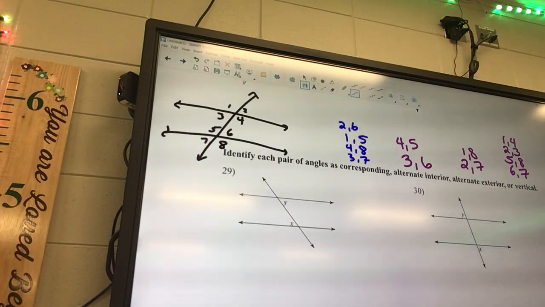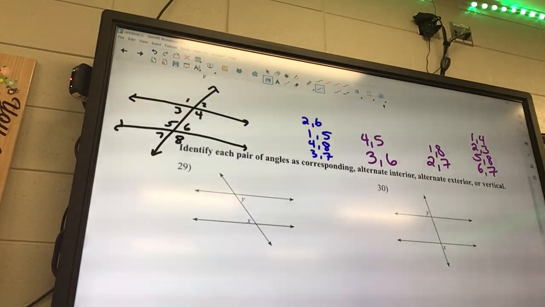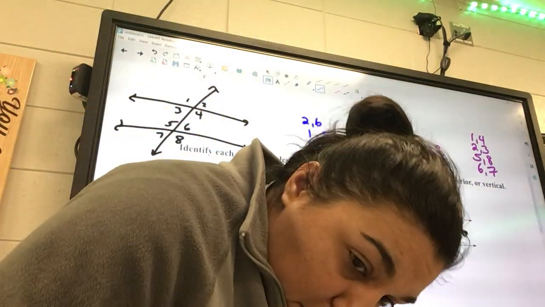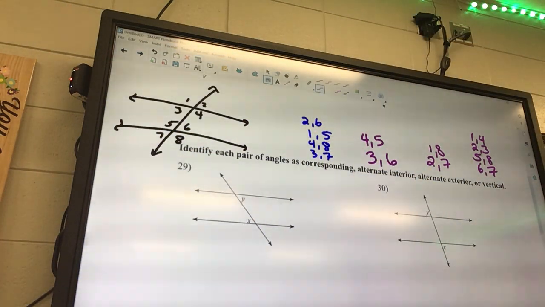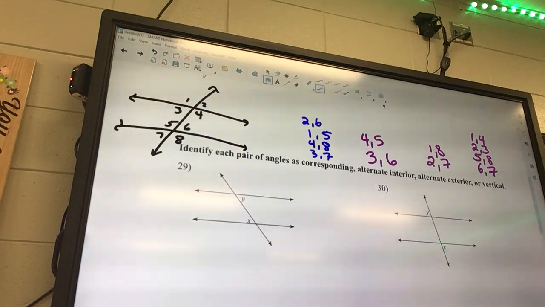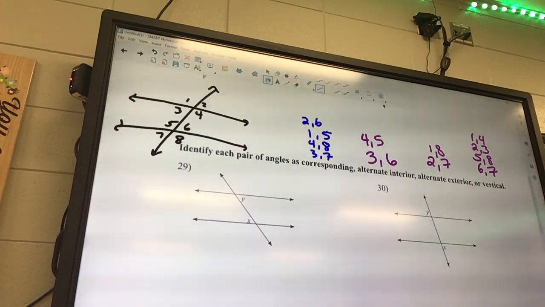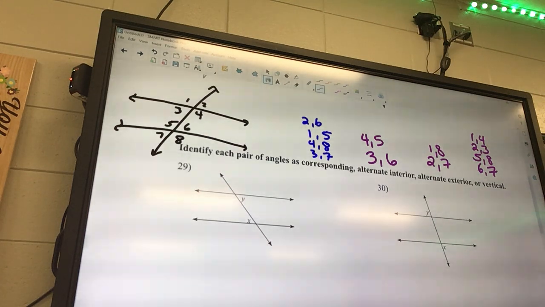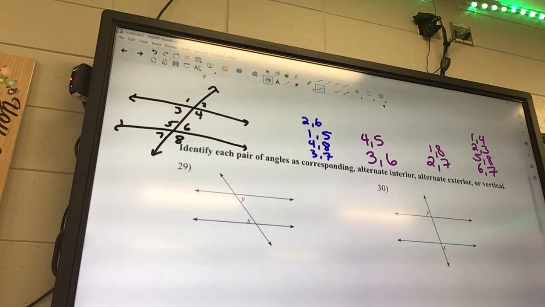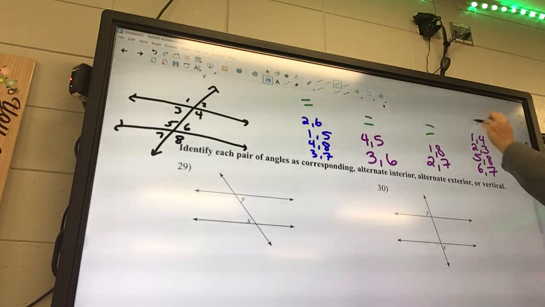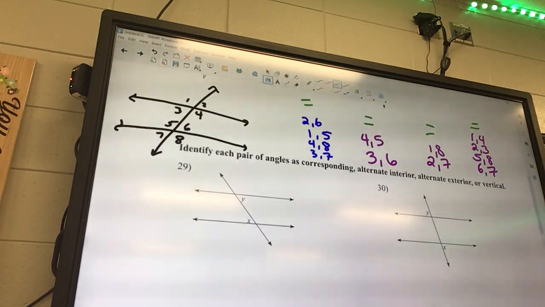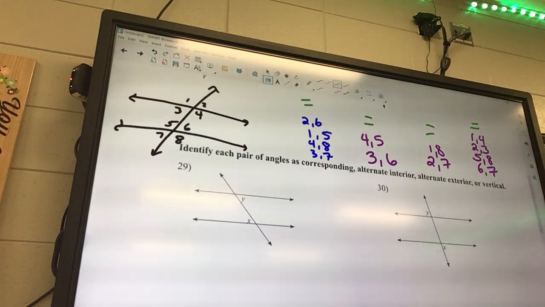Of those are, and so from there, it's just a matter of labeling them, okay? All of them are equal except for what? Okay, so same side is the only one. So all these are equal. So when we start doing some of these, all these are equal except for same side interior, which I didn't even put on this one.